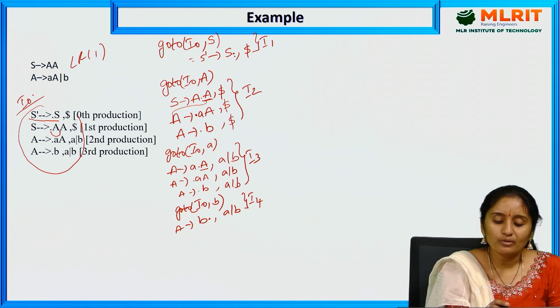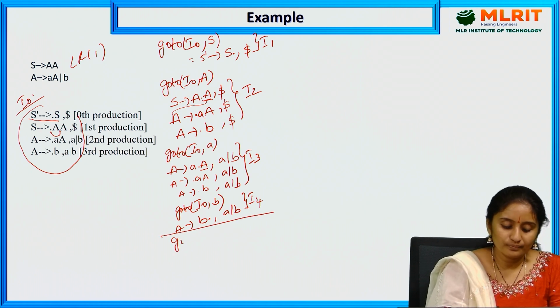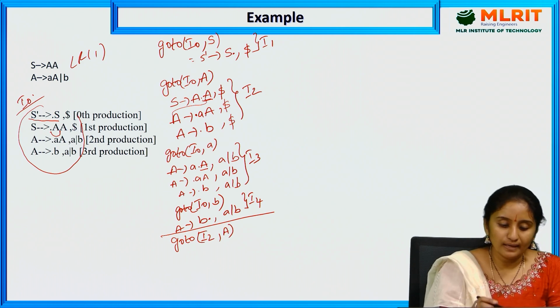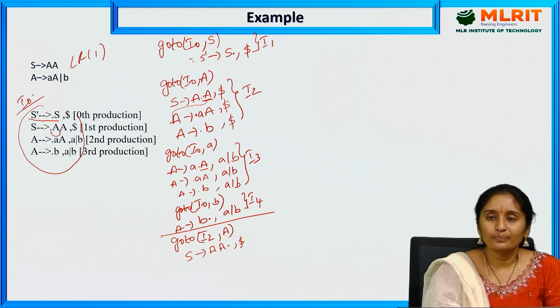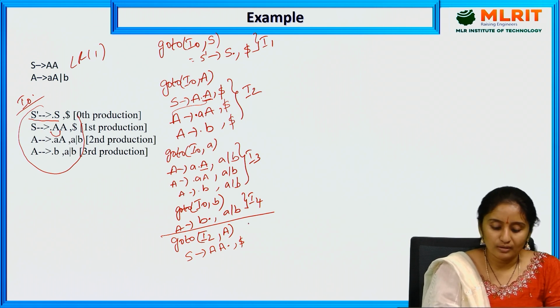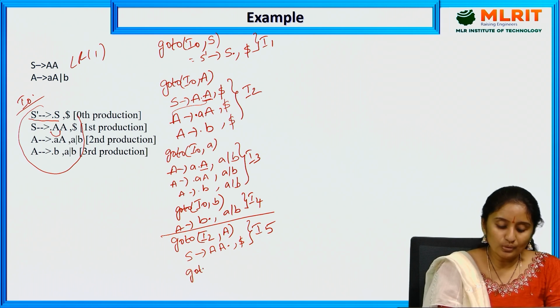It is completed because after the dot there is no terminal or non-terminal. So I1 is completed. Next I have the I2 state. Go to I2 comma capital A. The first production in I2 state is S tends to AA dot comma dollar. After the dot there is no terminal or non-terminal, so this is completed. So I4 is completed, and the next state will be I5. Next, go to I2 comma small a.